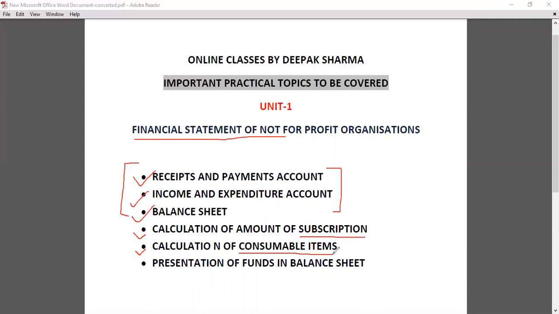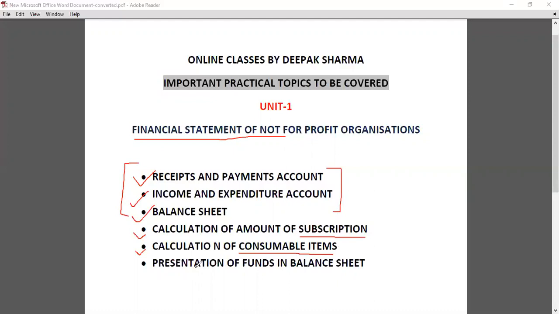Suppose the organization uses some sports material. The amount of sports material that has been purchased by the organization, this is one information. But in income and expenditure account we are not going to show how much the organization has purchased. We are required to show how much the amount of sports material has been consumed by the organization. So the amount of sports material that has been used by the organization will be shown in the income and expenditure account, and in this topic we need to learn that only.